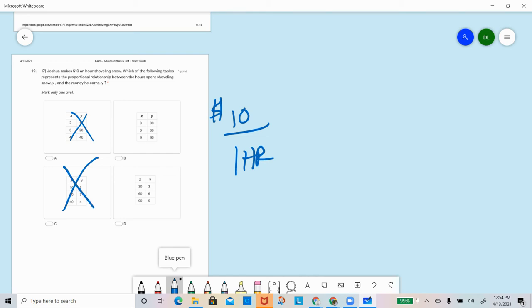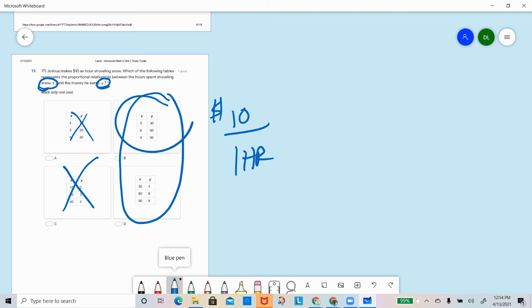Ooh, 3 to 30, that one works. Oh, but it's backwards because X is hours spent shoveling and Y is money. Notice these two tables are exactly the same, except you gotta read the question, right? It says snow X and money earned is Y, right? So if the X is the hours, that's 3, 6, 9 for 30, 60, 90. This is the correct answer, and this one is backwards.